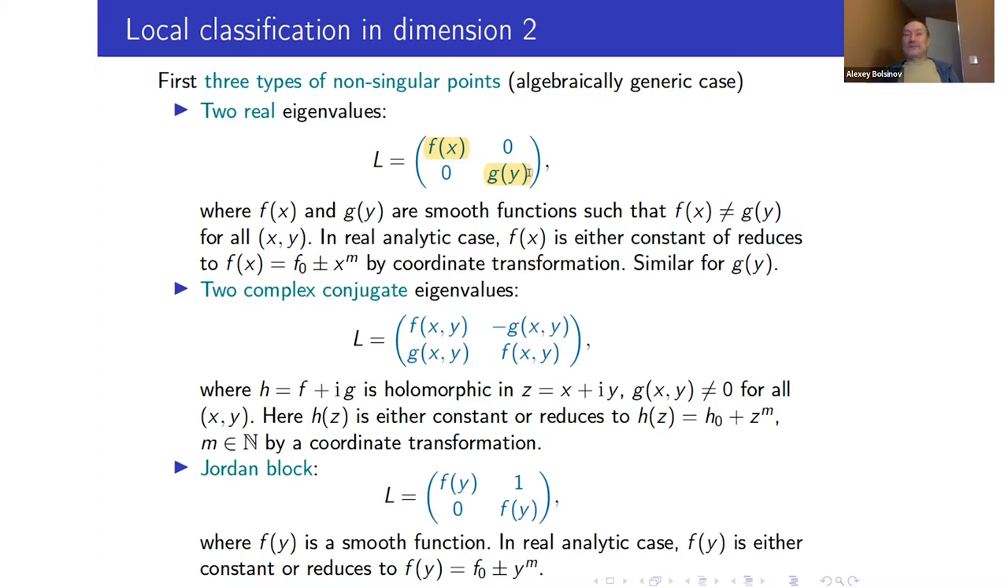By the Hantius theorem, our operator can be diagonalized, reduced to this form. And if you play a little bit, if these functions f and g are real analytic, you can make an additional coordinate transformation separately for x and for y to reduce this function to a nicer form. Obviously you can change x in such a way that this function will be basically just a power of x plus some constant. The same for g. Typically, if the differential of this eigenvalue f is not zero, then you can just replace it with x, declaring f of x to be a new variable.